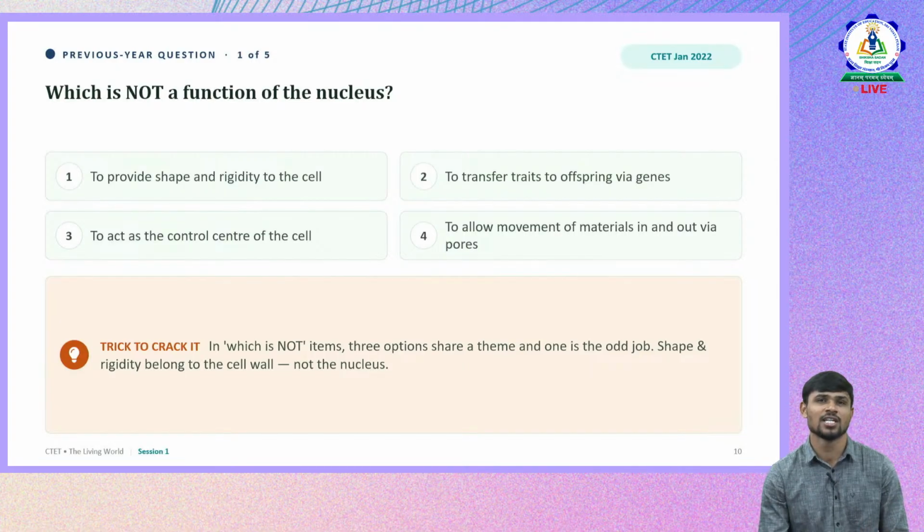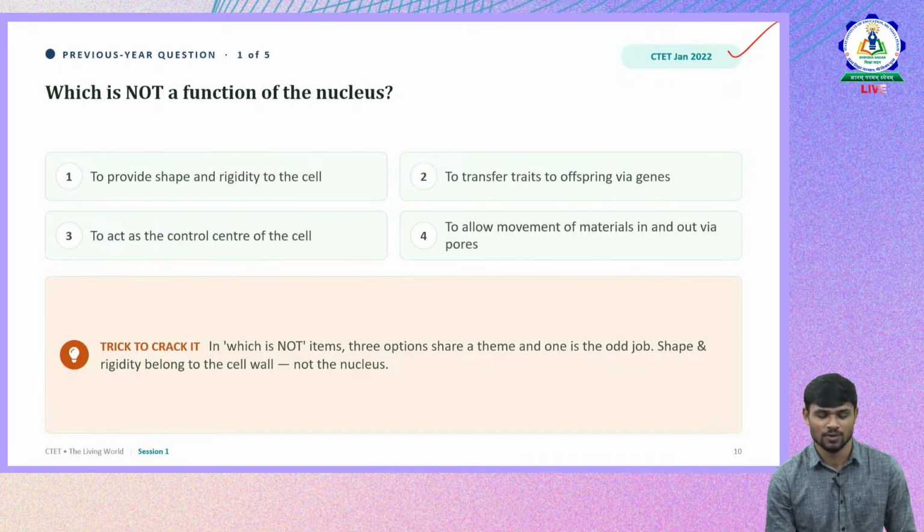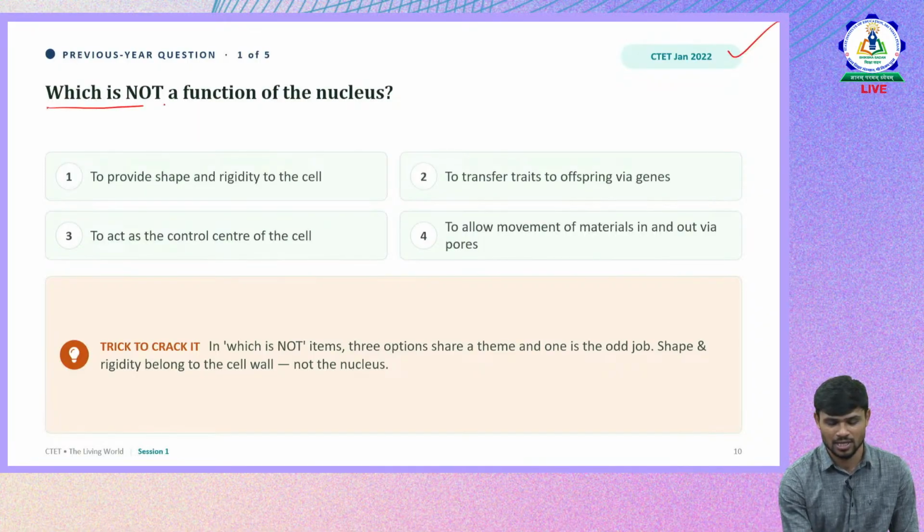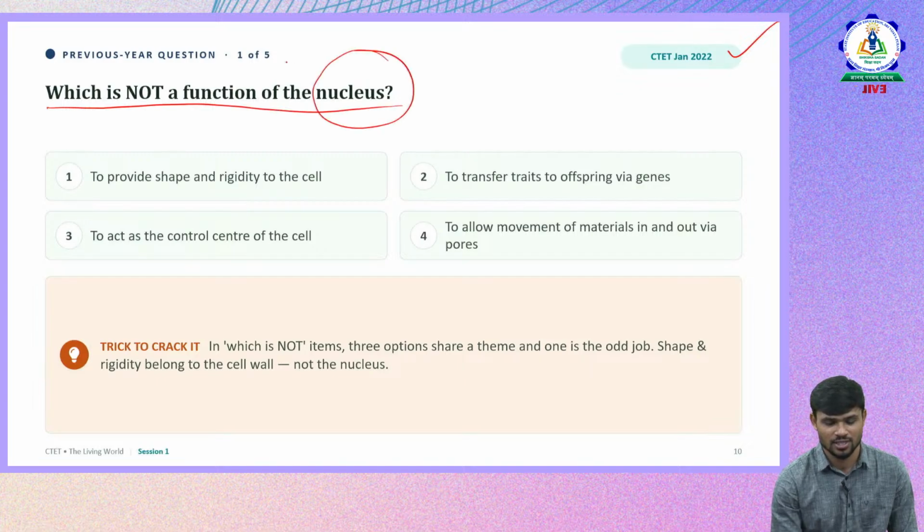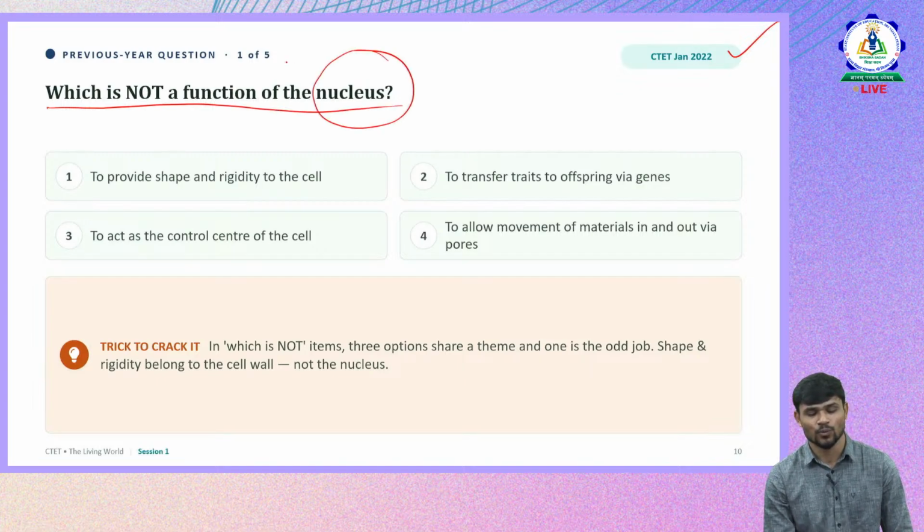So we have seen the most important topics with the CTET. Okay, we have already discussed. So this question is from 2022. As we said, nucleus is the most important. The question here is: which is not a function of the nucleus?